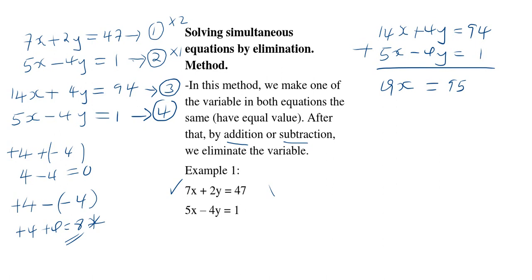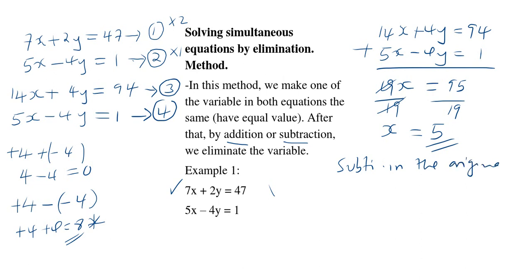So we have x now alone. We divide both sides by 19. We get x is equals to 95 divided by 19. X is value 5. So we have gotten the value of x. After that, very important, you substitute in the original equations. So our original equations are 1 and 2. So you use either 1 or 2 and substitute the value of x and get y.